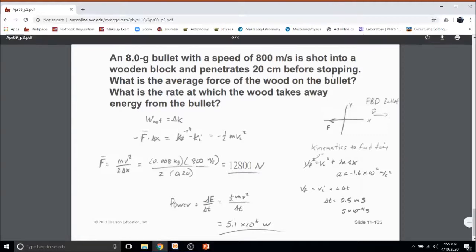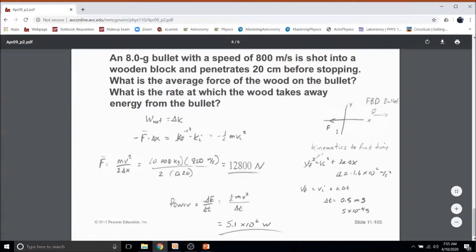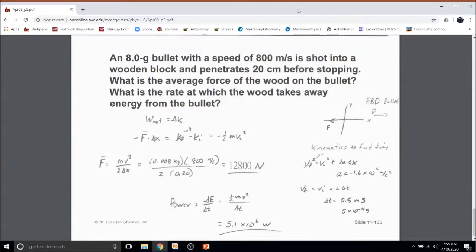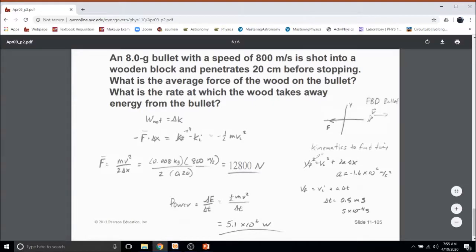So I've got a little bit of a free body diagram on the right here. It's not a complete free body diagram because I didn't include gravity or a normal force or anything like that. But it's an 8-gram bullet. It's not very massive and it doesn't really contribute to the work anyway, so I just decided not to put it in there. So we just have the force going backwards. The bullet's going to the right. All right, so there's only really one force to consider here.